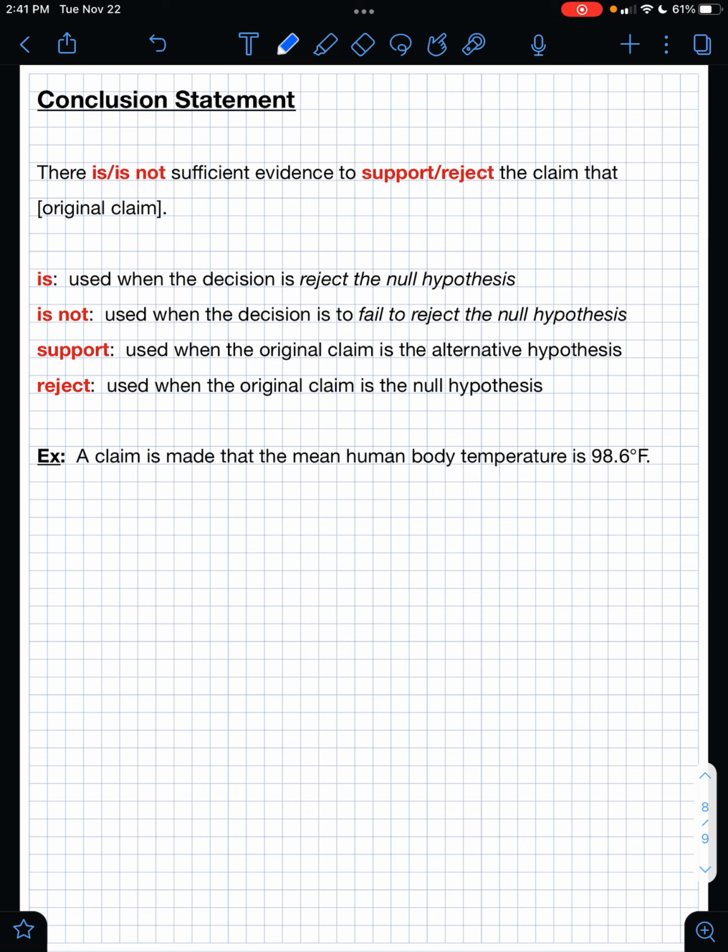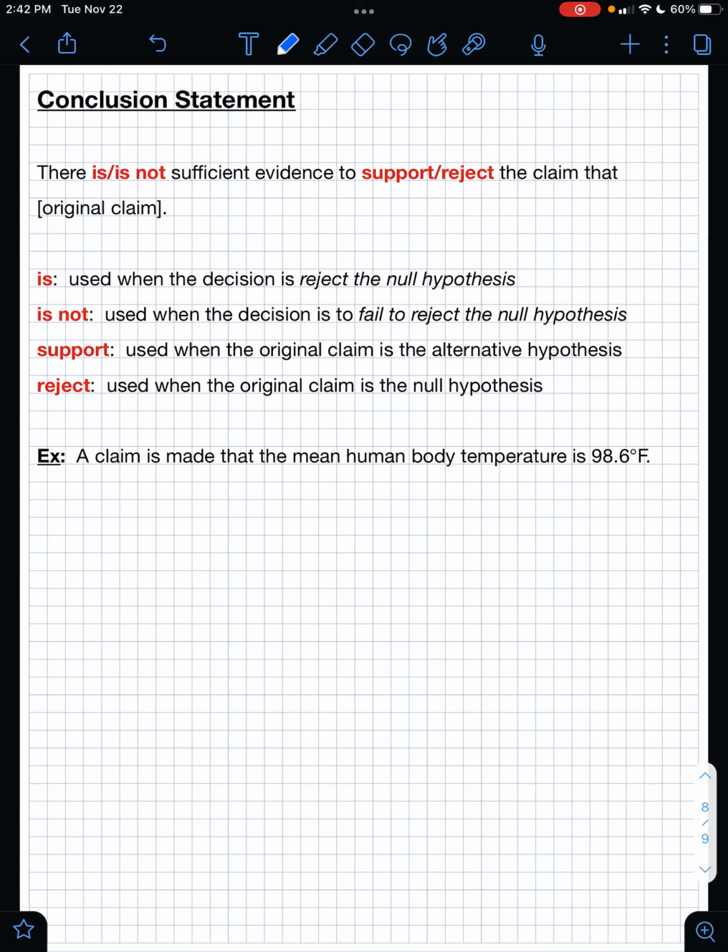Now, the last thing we really need to look at here is the conclusion statement. After we perform the test and make our decision as to whether we are rejecting or failing to reject the null hypothesis, there is a particular structure to the conclusion statement. There either is or is not sufficient evidence to support or reject the original claim. Whether we use is or is not, and whether we use the word support or reject, is going to be based on the nature of the hypotheses and the claim.